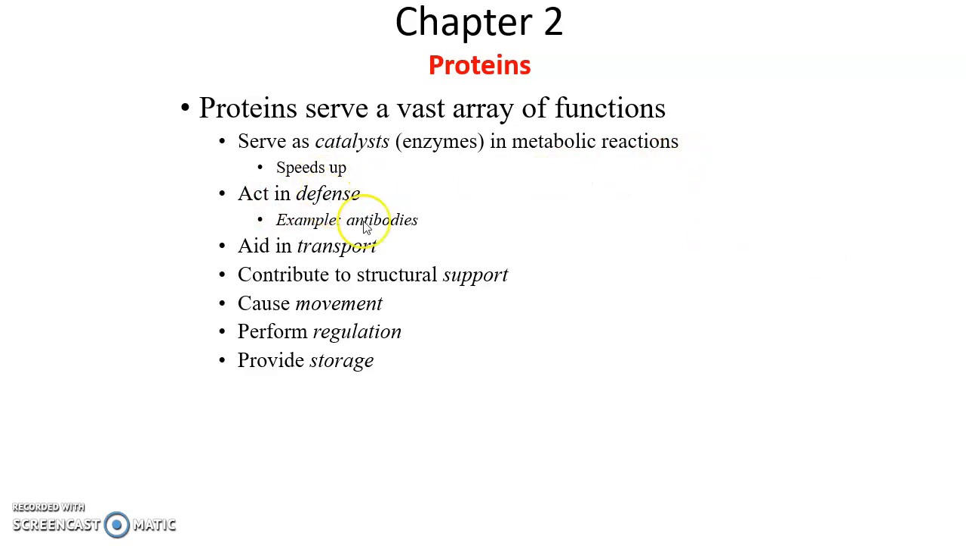Proteins can act in defense. Antibodies can bind to pathogens and help inactivate them or target them for destruction. Proteins can aid in transportation. For instance, proteins help move hydrophobic substances in the bloodstream. Proteins can produce structural support, forming actual protein structures, protein rods that can form shape. Proteins can cause movement, and proteins can perform regulating processes in the body, and they can be involved in storage.